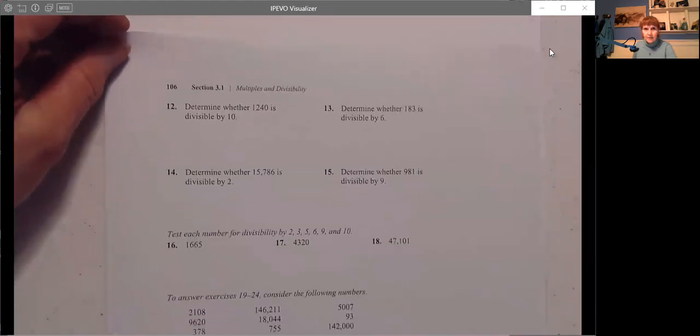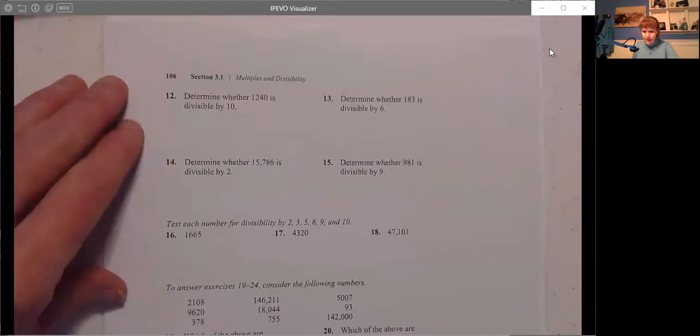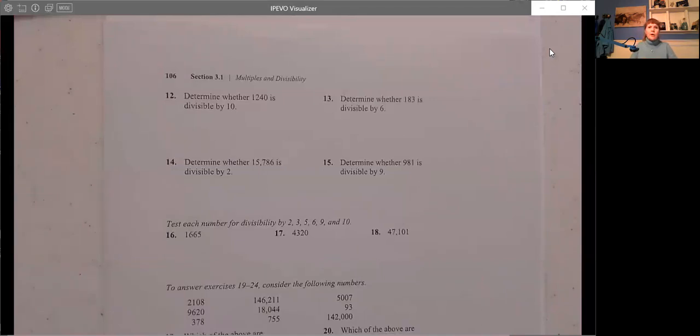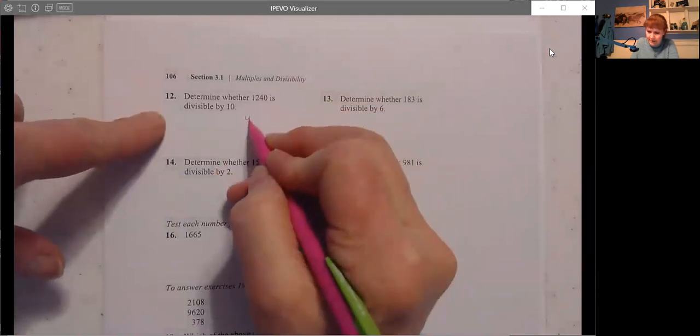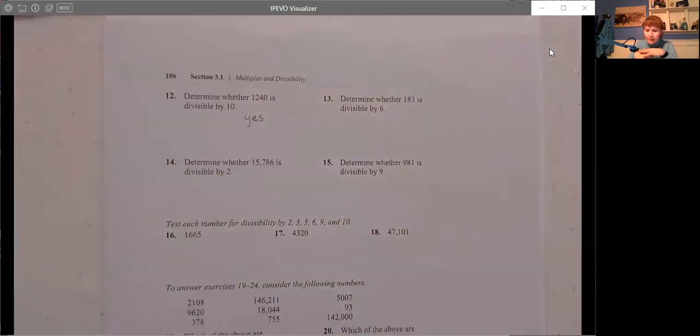Okay. All right, let's look at number 12. Determine whether 1,240 is divisible by 10. To be divisible by 10, it has to end in 0. This is done at a glance, so the answer is yes, because it ends in 0. The ones digit is 0.